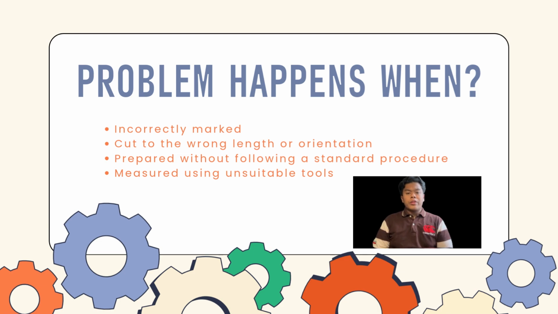Even though material preparation looks simple, it is actually one of the most important steps in machining. If the preparation is wrong, the entire machining operation can be affected. Inconsistent material preparation means the raw material is not prepared correctly before it is brought to the lathe or milling machine.